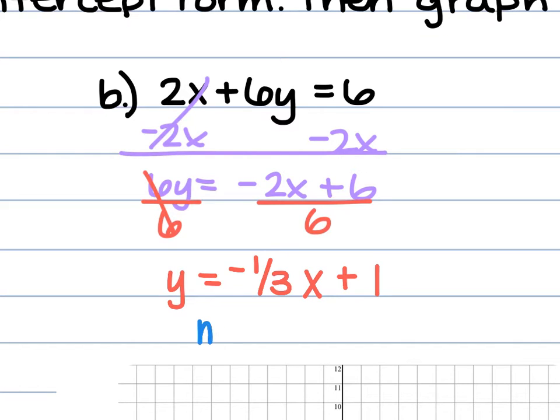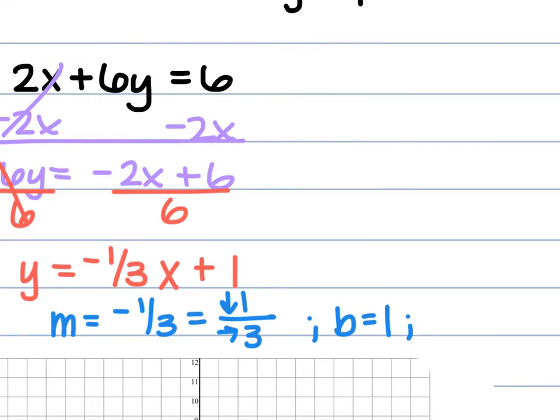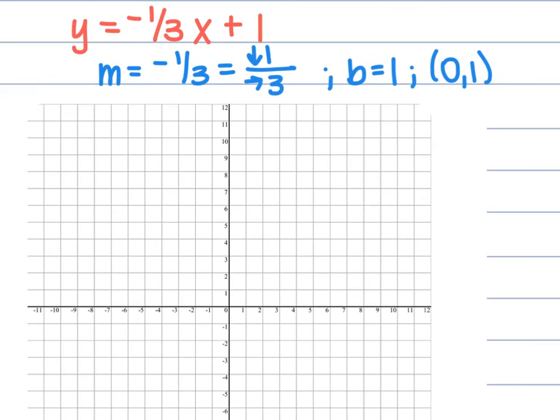So from here, our slope is negative 1/3, which means that we are going to go down 1 and to the right 3. And our y-intercept is 1, which is the ordered pair (0, 1). So we're going to plot that (0, 1) first. Then we're going to go down 1 to the right 3, and repeat that.